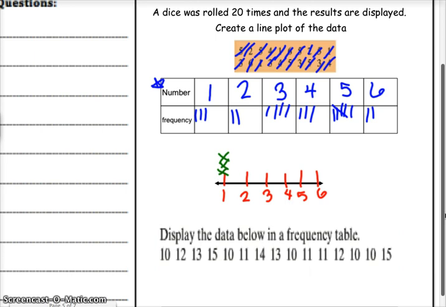2 occurs twice. Put 2 X's. 3 occurs 4 times. Put 4 X's. 1, 2, 3, and 4. 4 occurs 3 times. Put 3 of them. 5 occurs 6 times. Let's hope I can get there. 1, 2, 3, 4, 5, and 6. 6 occurs twice. That's awesome.